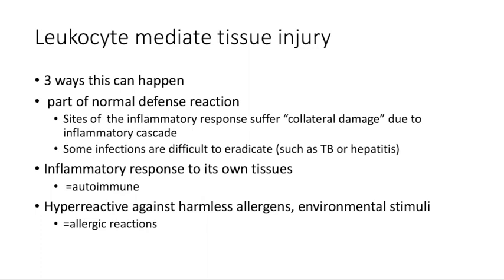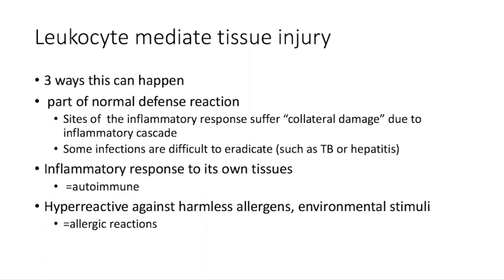Another way that we can get some leukocyte-mediated tissue injury. So this is collateral damage. So what happens is we have that inflammatory response, but part of the reaction ends up with some collateral damage. So we get some injury here. So as part of the normal defense reaction against infectious microbes, the adjacent tissues suffer that collateral damage. Some infections are very difficult to eradicate, such as TB or hepatitis. There may be a prolonged host response, and that contributes more to the pathology than the actual microbe itself.